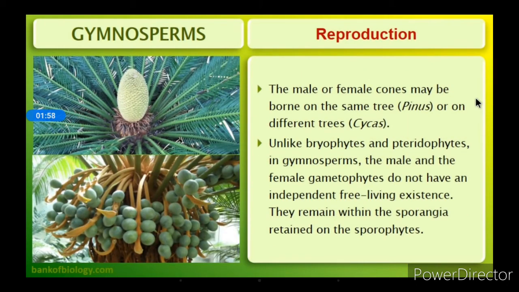And the male and female cones may be borne on the same tree like in pines, or in different trees like in cycas. So both ways we can see, either in different plants or on the same plant. But unlike bryophytes and pteridophytes, in gymnosperms the male and female gametophytes do not have an independent, free-living existence. So they remain within the sporangia retained on the sporophyte, that is the main plant body.